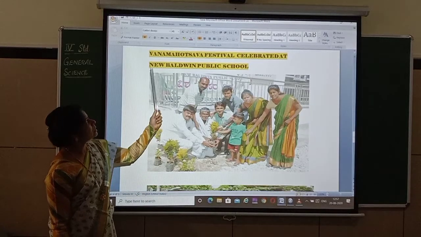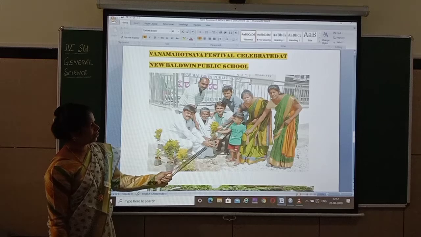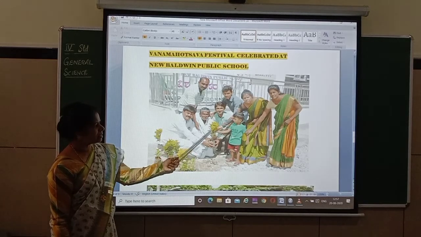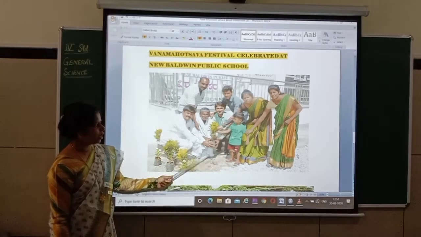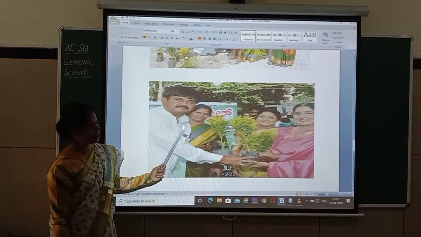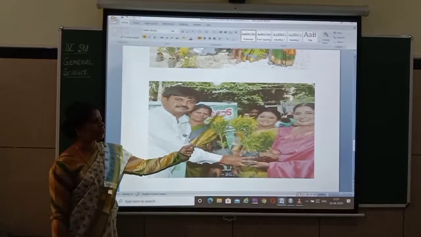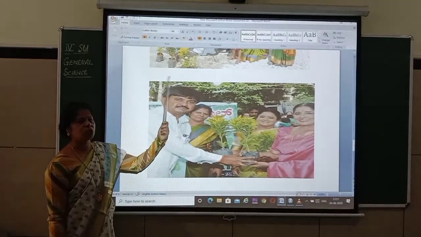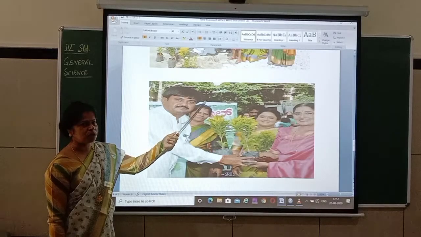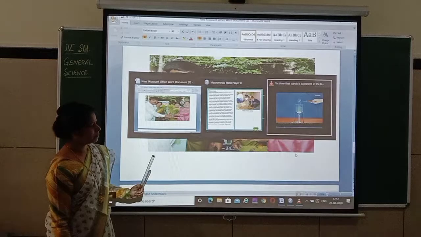See. It's a Vana Mahotsava festival celebrated at New Balwin Public School. You can see a plant here. The sapling is put into the soil here. Then there was a procession celebration wherein the chairman of the school distributed so many plants to the public so that they can also grow more and more plants in their houses. So this is a celebration of Vana Mahotsava at school.